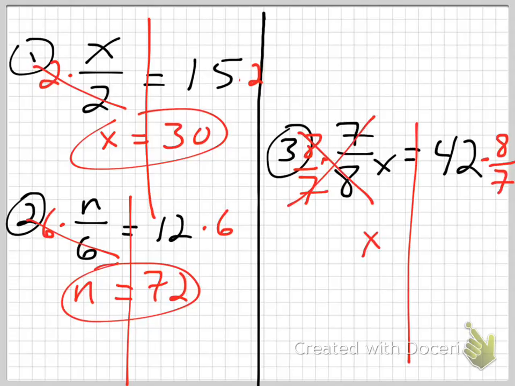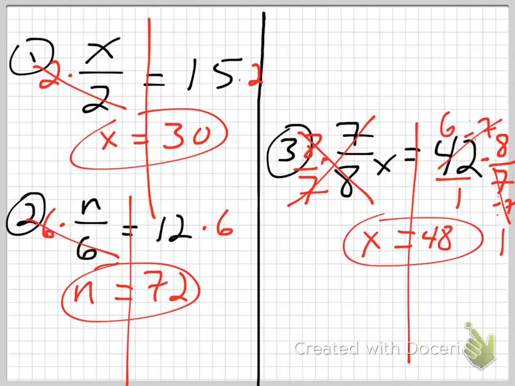Those are gone. X equals 42 times 8 over 7. Can I reduce anything? 42 and 7 aren't reducible. Divide by 7. Divide by 7. That's now a 1. That's a 6. What's 6 times 8? 48 over 1, which is just 48. How many of you got that one right? 48 is the last one.